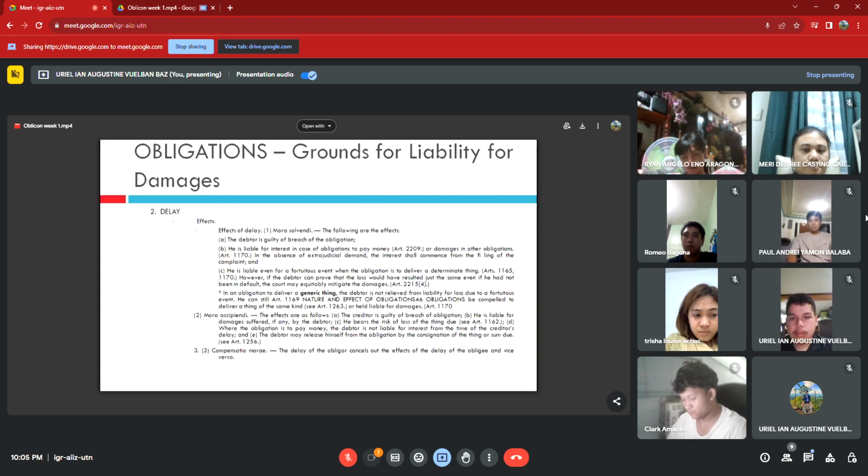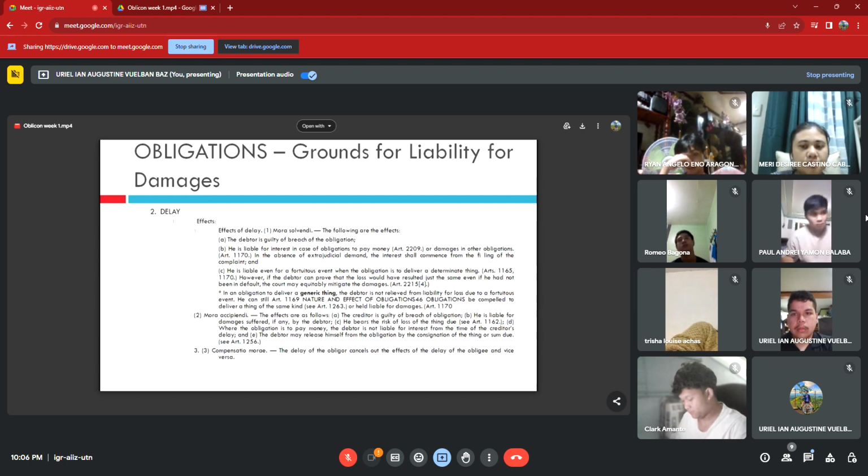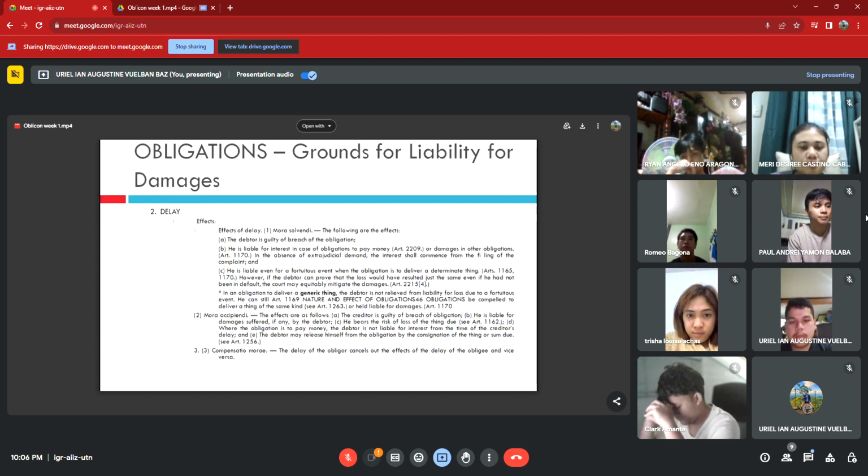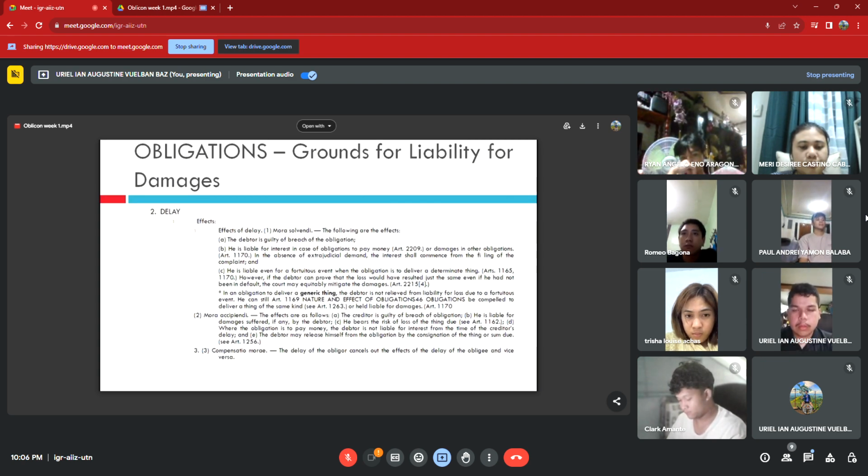To recall, the effects of delay on the part of the debtor: he is guilty of breach of the obligation and will be liable for damages, or if it is an obligation to pay money, is liable for interest. Third, he is liable for a fortuitous event that would supposedly extinguish the obligation to deliver a determinate thing. Fortuitous event is an excuse. It would exempt a party from performing his obligation to deliver a determinate or specific thing. But it cannot be raised when the debtor himself is in delay, in default, in legal delay, in the performance of his or her obligation.